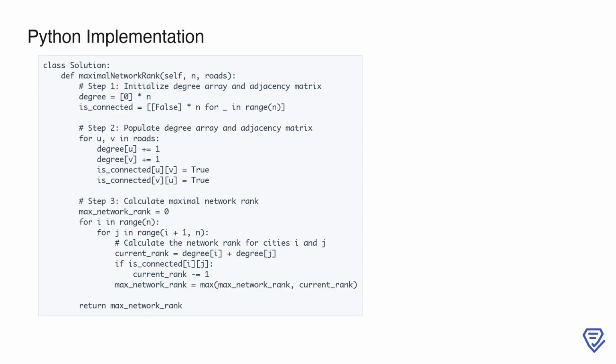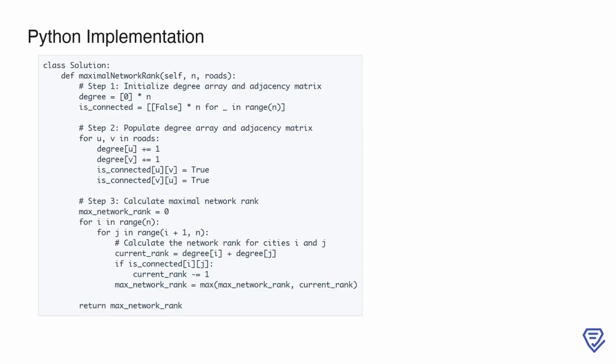3. Calculate maximal network rank. Iterate over all possible pairs of cities (i, j) using two nested loops. Compute the network rank as the sum of their degrees, degree[i] plus degree[j]. If the cities i and j are directly connected, subtract 1 from the rank to avoid double counting the shared road. Track the maximum network rank encountered during the iterations. 4. Return the result. Finally, return the highest computed network rank.